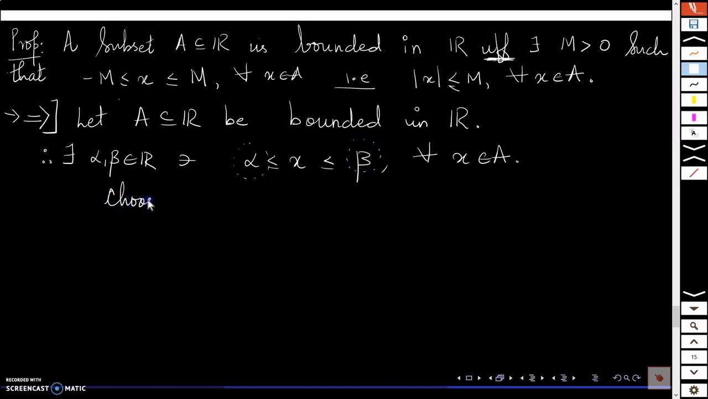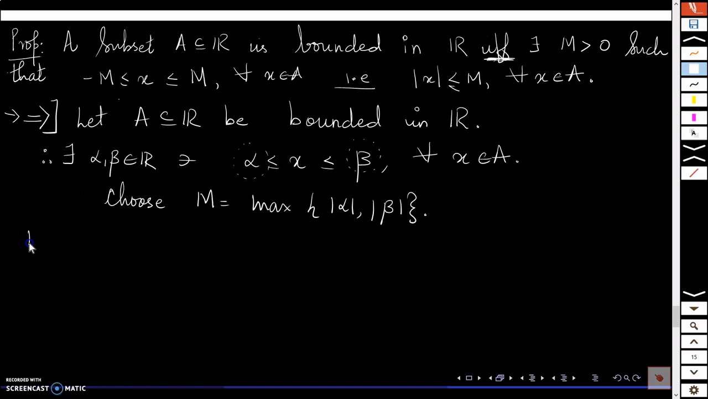So I will choose my capital M to be the maximum of the absolute value of alpha and the absolute value of beta. So choose this as M. This is what we had done in the previous example. And now what we have to do is show that modulus of x is less than or equal to this real number M. So we have to estimate mod x for every x in A. We have to show that it is less than or equal to capital M.